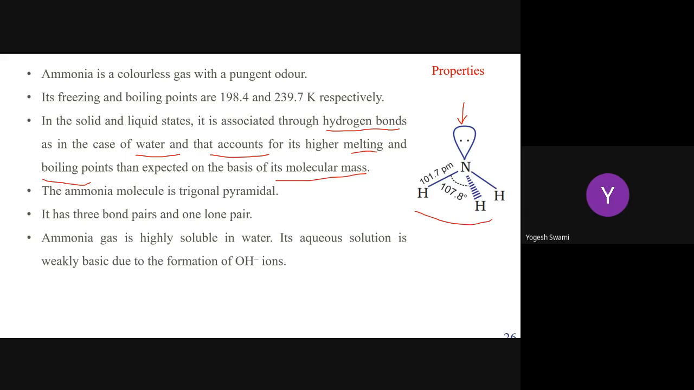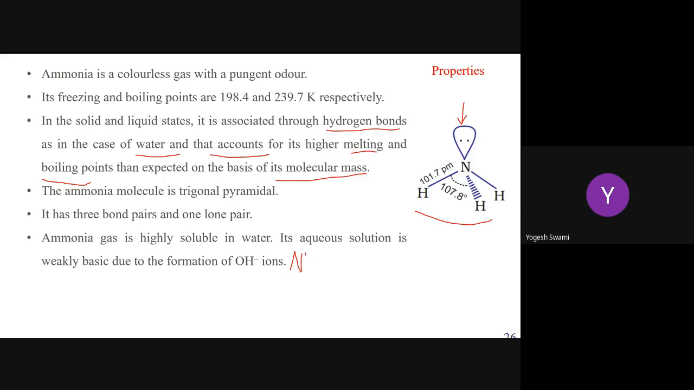Ammonia gas is highly soluble in water. To any extent, ammonia gas will dissolve in water. Why? Because ammonia forms hydrogen bonds with water. Its aqueous solution is known as ammonium hydroxide.